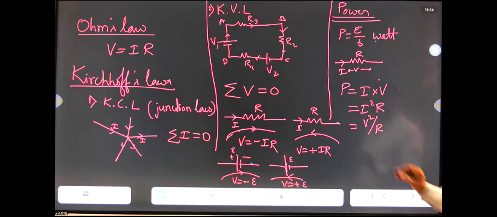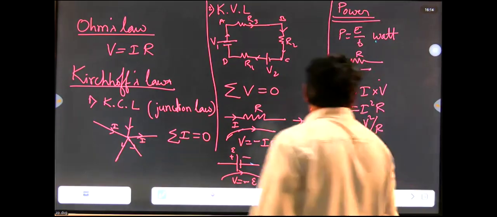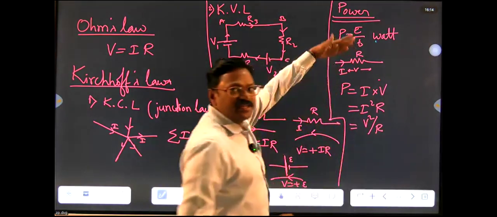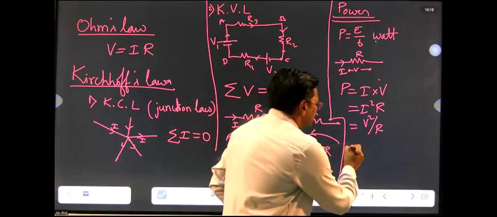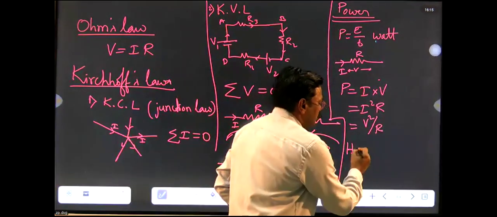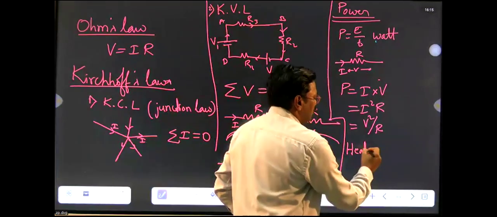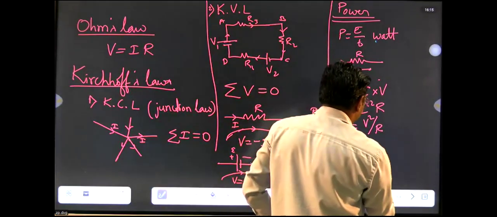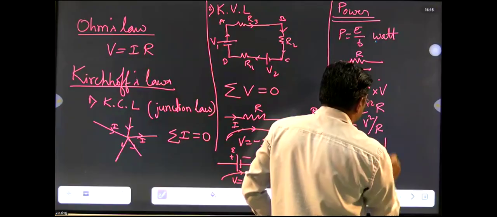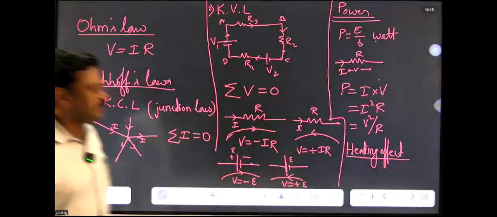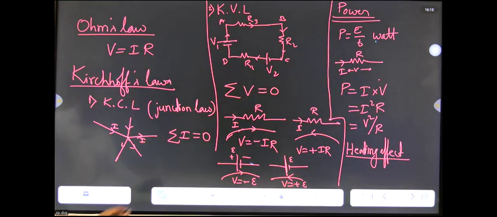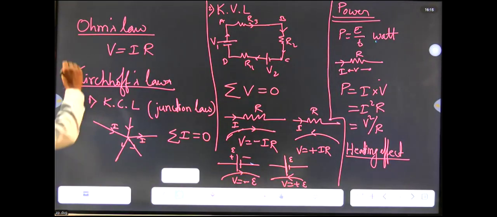Similarly, whenever current is flowing through a wire, that results in heating of the wire. The wire will get heated up. The amount of heat produced depends upon time. That heat produced is given by a law called Joule's law. Let me consider the heating effect.